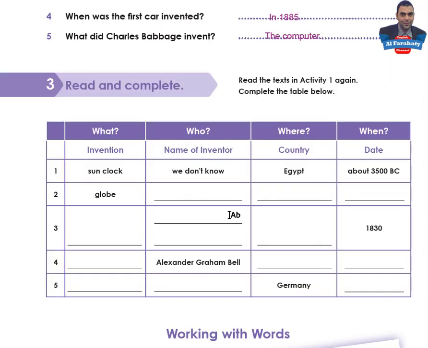Hello again. I will complete the table in order to check your answers. Number 1. Sun clock. We don't know the name of the inventor. Egypt, about 3500 BC. Number 2. Globe. Yes, the name of the inventor, Al-Idrisi. Excellent. Spain, about 1100.